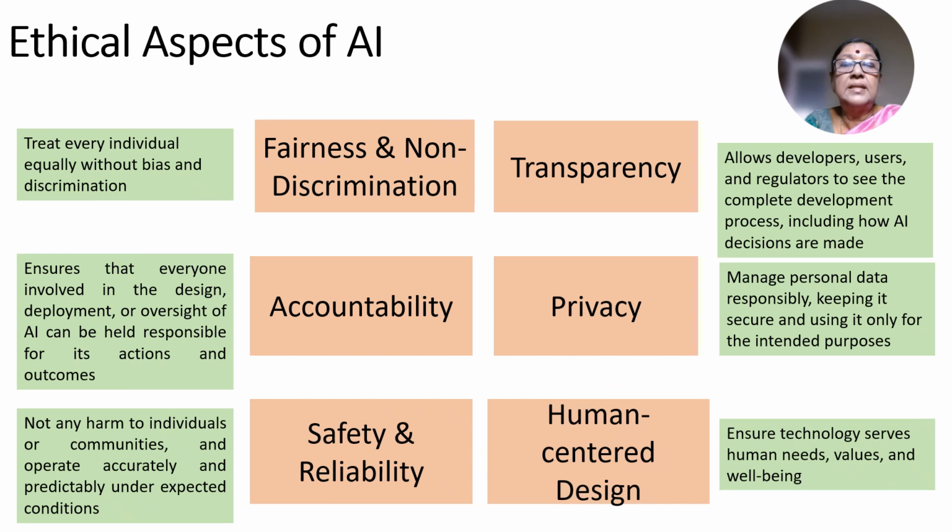Then comes human-centered design. This is important in today's AI system. Every time when I say AI system, it means everything: systems designed, machine learning, deep learning, generative AI, the whole AI system. The technology should serve human needs and values and well-being. It should not harm them. So these are the major 6 ethical aspects of AI. So AI designers have to ensure all these ethical aspects are taken care of.